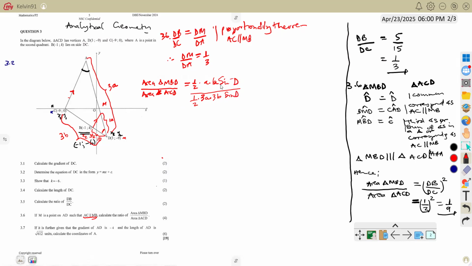If we check, sine D and sine D will divide. B and B will divide. A and A will divide. Half and half will divide. So we are left with our numerator is 1. Then our denominator 3 by 3, it's 9. We are getting the same ratio. Then we are done.